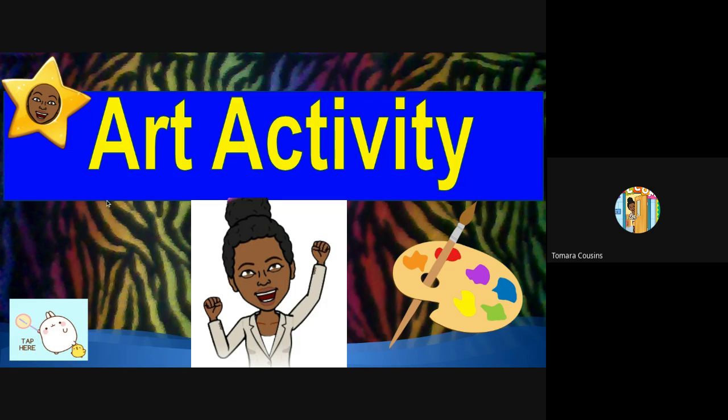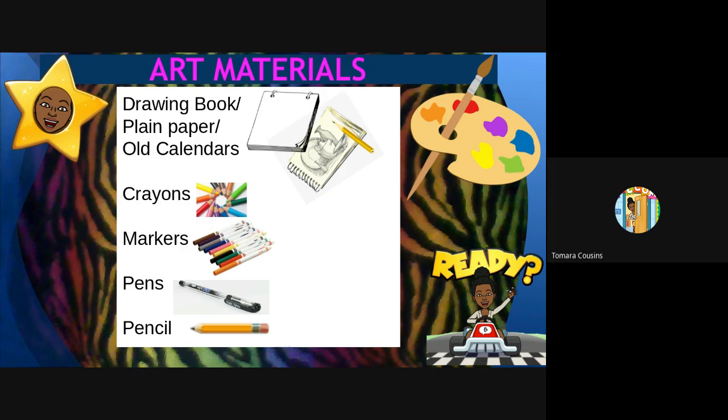All right, so we're at the art making activity. Now, the art materials that you're going to need for this activity: your crayons, your drawing books or drawing paper, marker, pen, whether it's gel pen or otherwise, and your drawing pencils. If you haven't gotten the chance to buy your drawing pencil, the regular pencil can be used for now. All right, is everyone still seeing the presentation?